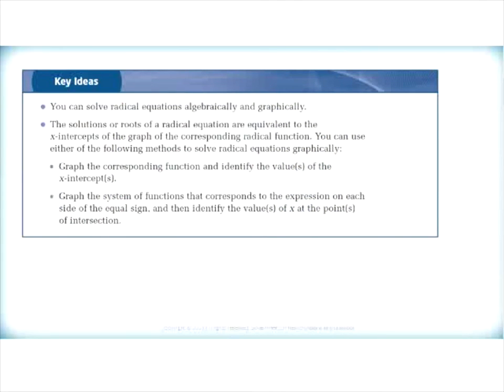So you can solve radical equations algebraically and graphically. The solutions or roots of a radical equation are equivalent to the x-intercepts of the graph of the corresponding radical function, and you can use either of the following methods to solve radical equations graphically. You could graph the corresponding function and identify the values of the x-intercepts. Or you can graph the system of functions that corresponds to the expression on each side of the equal sign, and then identify the values of x at the points of intersection.